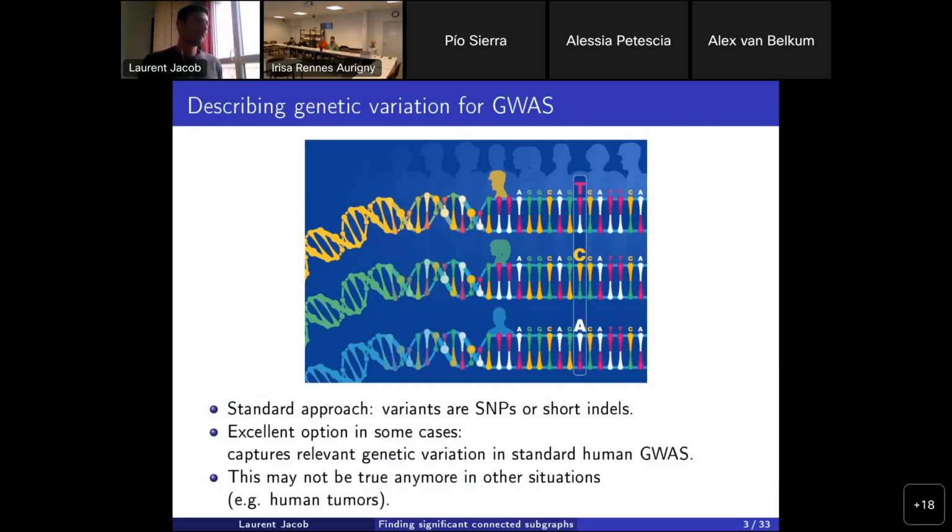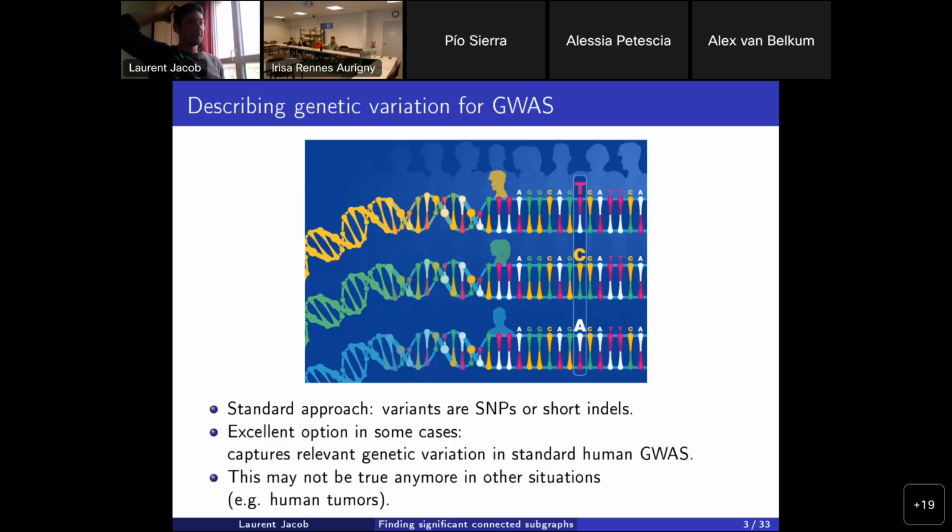And this is because, as you probably know, all human genomes are almost identical up to this small variation. Like sometimes one letter will change, or there will be a short interval. So in this case, using this definition of variant is a very, very good option, because it's simple to define. You just have to align all your individual genomes to a reference. It will capture all the relevant genetic variation, and then you can put it in your GWAS pipeline.